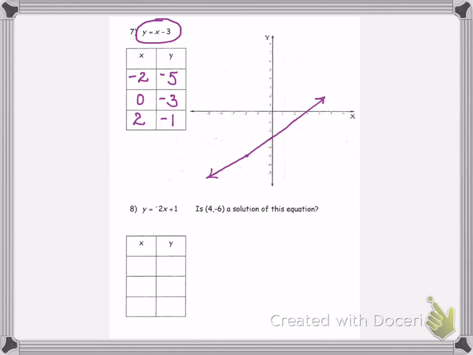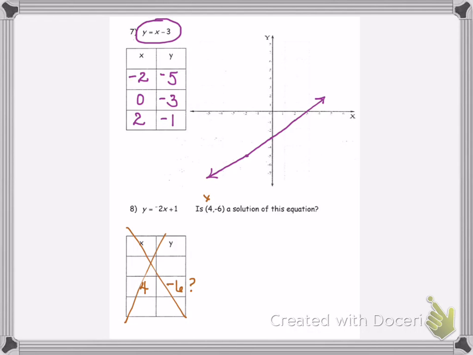Now for this next example, number 8, you can fill in the chart if you want to. That's not really necessary. Just read this out loud as I read it. It says y equals negative 2x plus 1, is the ordered pair 4, negative 6 a solution of this equation. So all this is asking is, if you were to make a chart and you were to pick 4 for an x value, would you get negative 6? That's the question. And there's an easier way to do this other than plugging in the chart.